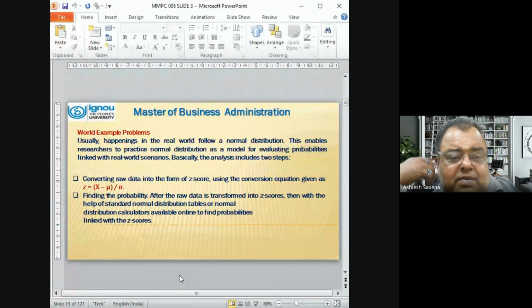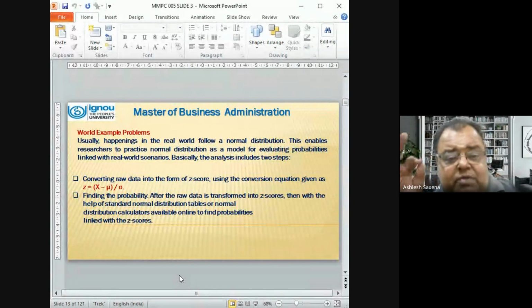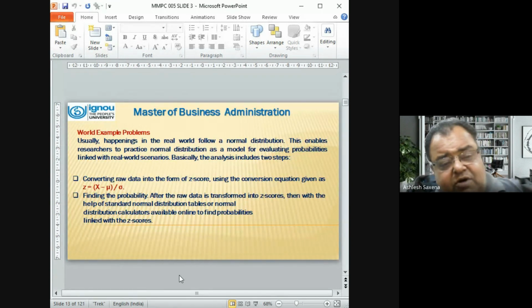Real world example problems usually follow a normal distribution. This enables researchers to use the normal distribution as a model for evaluating probabilities linked with real world scenarios. Basically, the analysis includes two steps. First, converting raw data into the form of Z score, which we have done already in the last problem, using the conversion equation Z is equal to X minus mu upon sigma. And secondly, finding the probability.